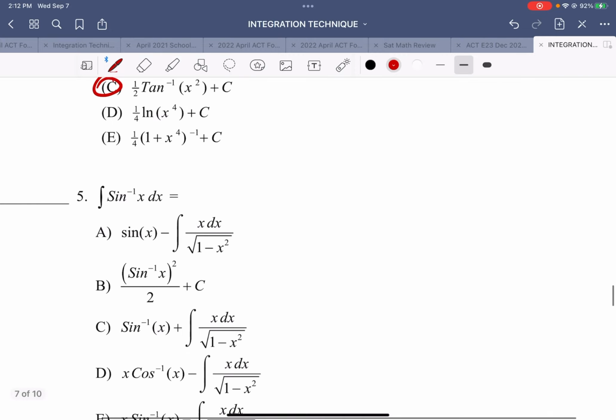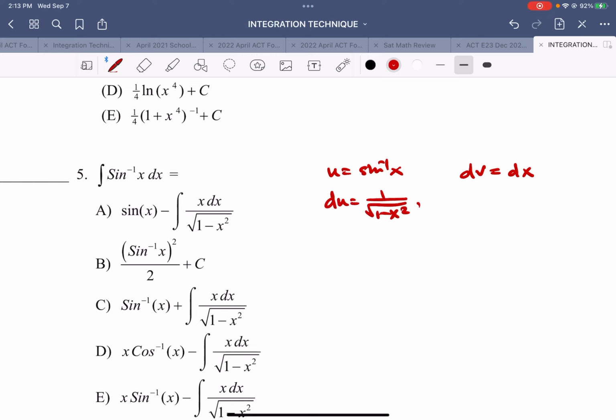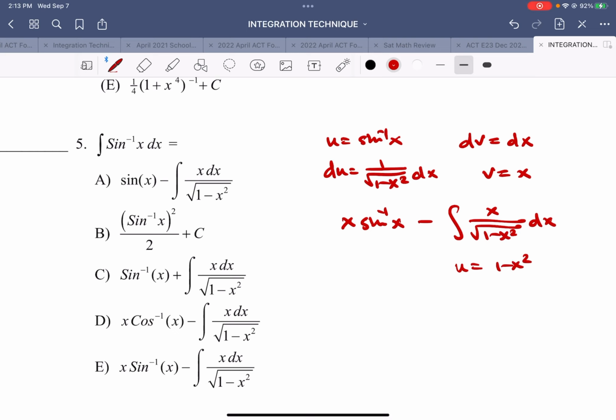Okay, let's move on. Integral of inverse sine x dx. So this one you have to use integration by parts. So u is inverse sine x, and then dv equals, let's say, dx. Then du is 1 over the square root of 1 minus x squared dx. v is x. So uv, so x inverse sine x minus the integral of v du, x over the square root of 1 minus x squared dx. So here, let's say u equals 1 minus x squared. So then du is negative 2x dx.